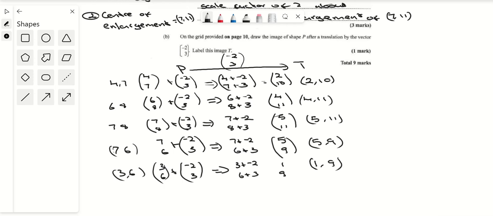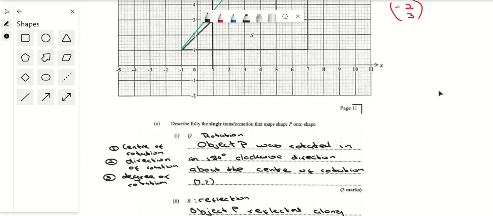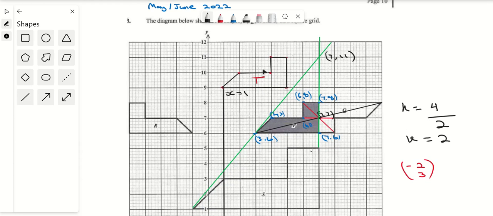And the last one is 6, 7, right? Which is 6 on top, 7 at the bottom, plus minus 2, 3, which is equals to 6 plus minus 2 and 7 plus 3, which is 4, 10. Right? Coordinates 4 and 10. Right? And these coordinates here would be for your image T. Now, if we look at those coordinates, it would be the same that we did here. We got here and we just had to draw the image. And that is how you would do May, June 2022.